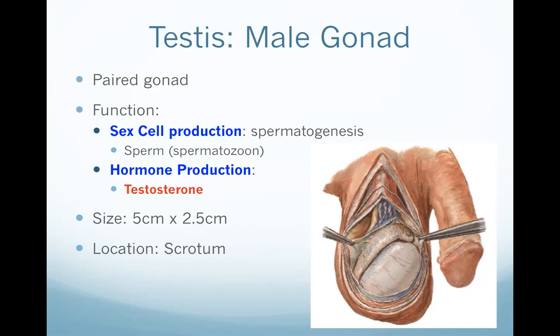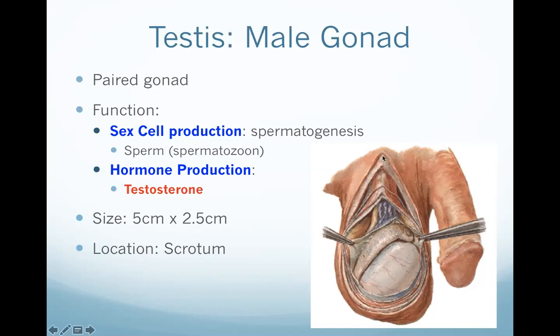They're wrapped in a really thick outside protective layer, so they look white. Size-wise, their length is about 5 centimeters. Their width is about 2.5 centimeters, and their diameter is about 1.5 centimeters or so. So they're ovoid, but kind of flat. And we're going to see that they're located in this external pouch of skin called the scrotum. So that's what we're looking at here.